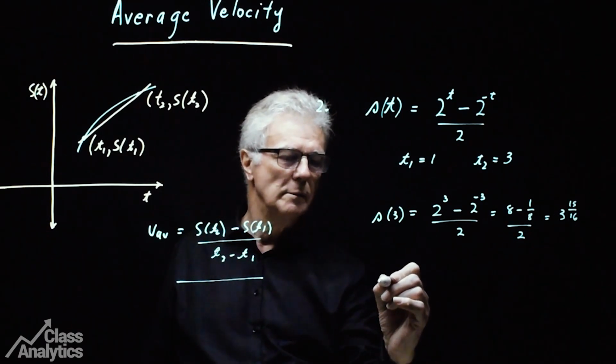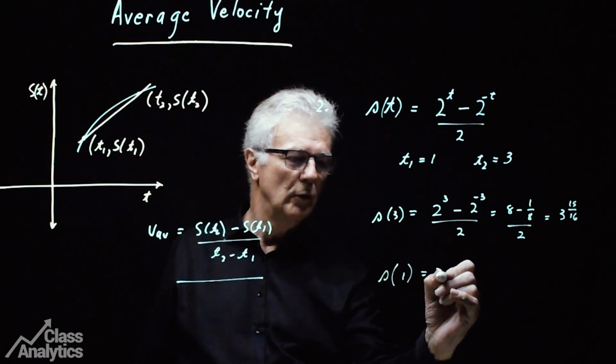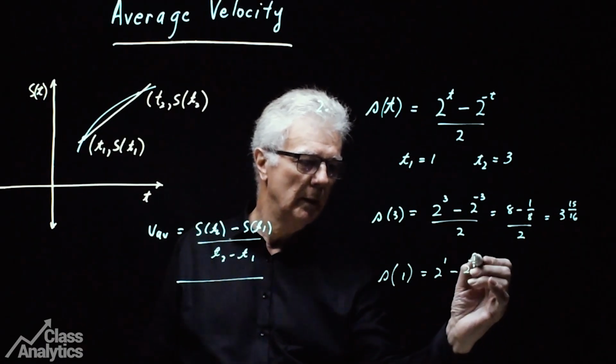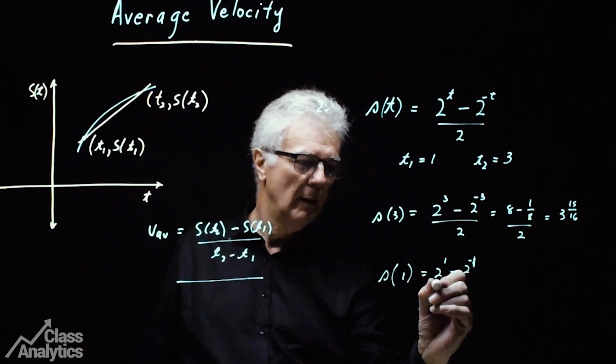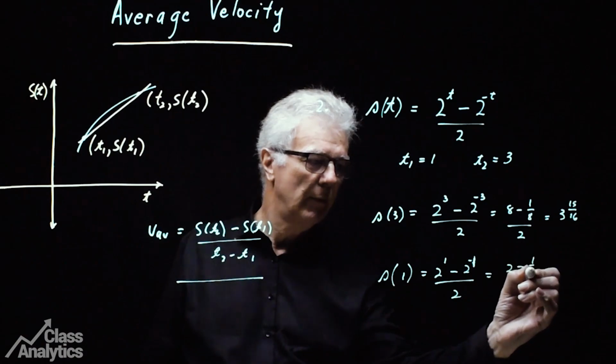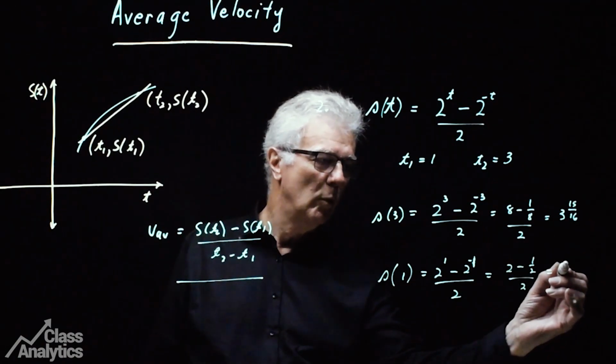Now when you put in the next one, S(1), we get 2 to the power 1 minus 2 to the minus 1, jumping ahead, over 2, and that becomes 2 minus a half over 2, and that becomes 3/4.